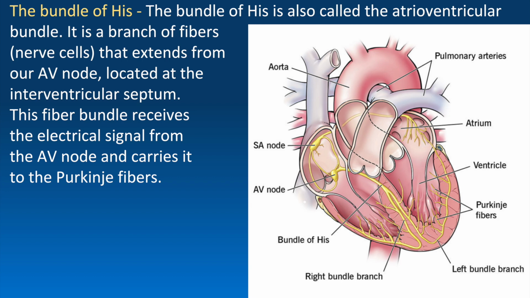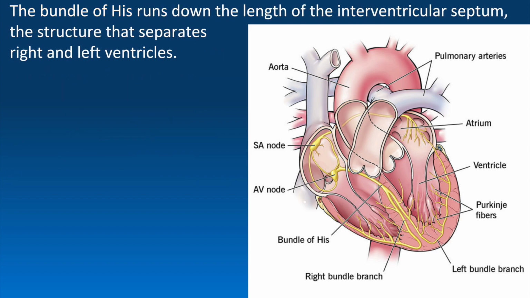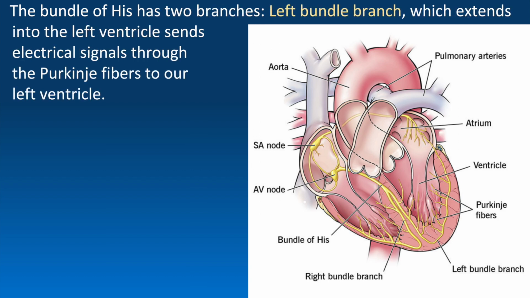Next is the bundle of His. The bundle of His is also called the atrioventricular bundle. It is a branch of fibers, nerve cells, that extends from our AV node. A continuation of the AV node, the bundle of His is located at the interventricular septum. This fiber bundle receives the electrical signal from the AV node and carries it to the Purkinje fibers. The bundle of His runs down the length of the interventricular septum, the structure that separates the right and left ventricle. The bundle of His has two branches.